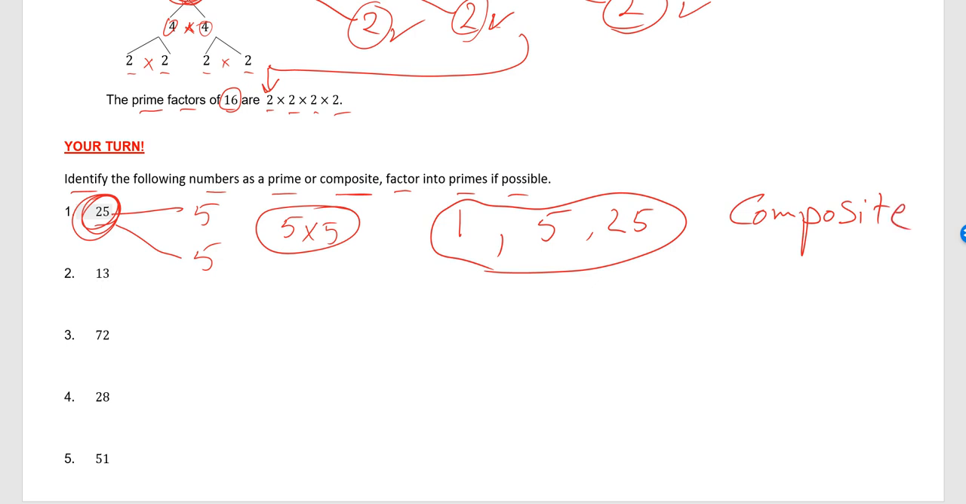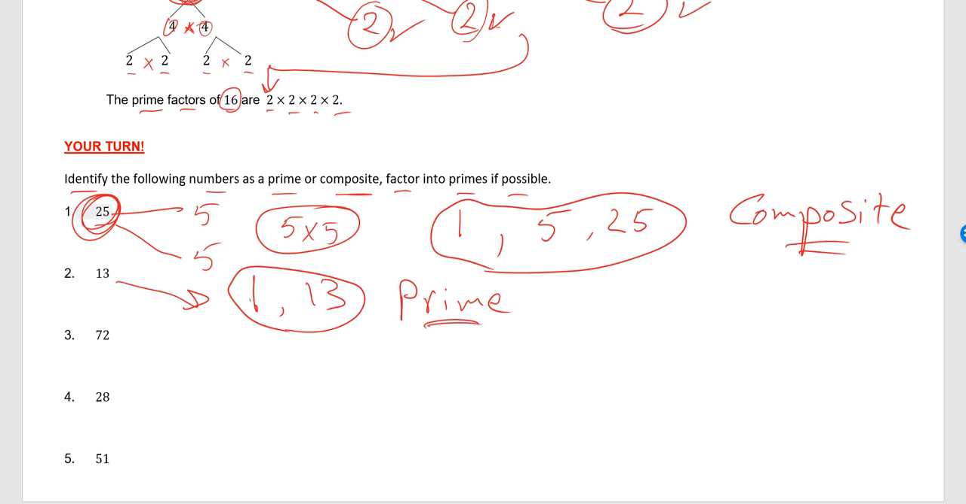The number 13. The number 13 has as factors 1 and 13. It is not divisible by anything else without a remainder. So 13 is a prime number per the definition we talked about earlier.